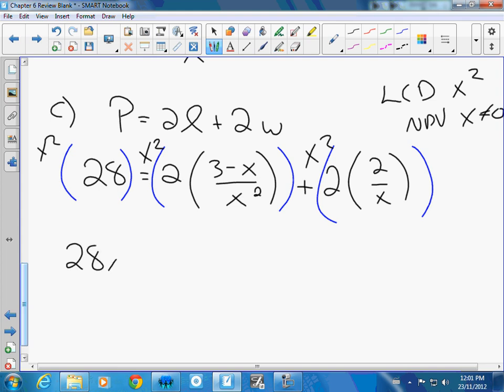Well, that's tough. What happens to these x squareds on this one? They're gone, right? That one's gone. What are you left with? 2 times 3 minus x, right? Is that correct? Can we do that? Could we actually FOIL that? Okay, what's 2 times 3? 6. 2 times negative x? Negative 2x. Yeah? Really not that bad, is it?